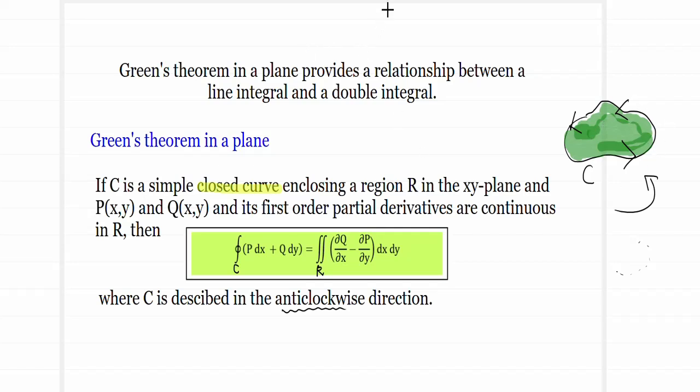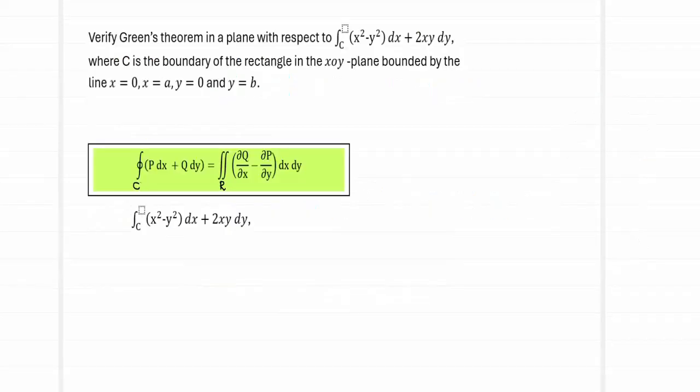Okay, now let us apply it to a problem and see how this works. Verify Green's theorem in a plane with respect to the integral over C of (x square minus y square) dx plus 2xy dy, where C is the boundary of the rectangle in the xy plane bounded by the lines x equal to 0, x equal to a, y equal to 0 and y equal to b. So primarily we have the closed curve C, which is a rectangle in my xy plane. First, try visualizing the data, then it will become very easy for us to evaluate the results. So we have the boundary to be defined.